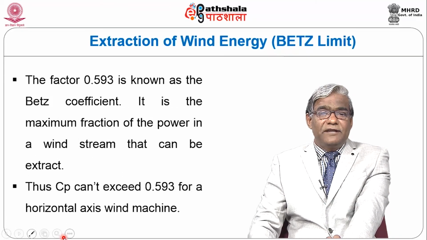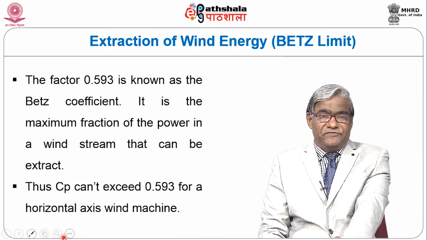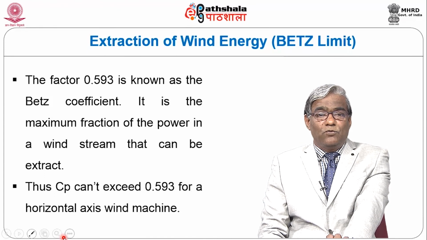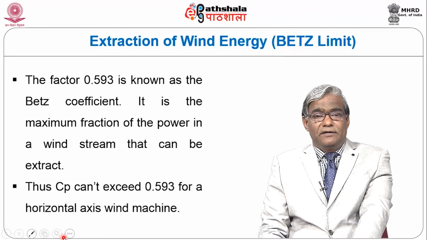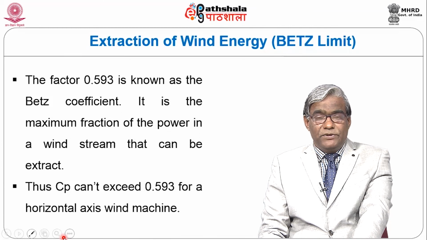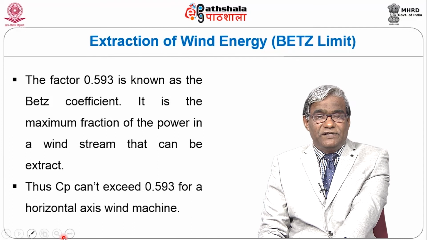The factor 0.593 is known as the Betz coefficient. It is the maximum fraction of the power in a wind stream that can be extracted. Thus, C suffix P cannot exceed 0.593 for a horizontal axis wind turbine. So, that is the limitation, the maximum beyond which no one can expect further extraction of wind energy.